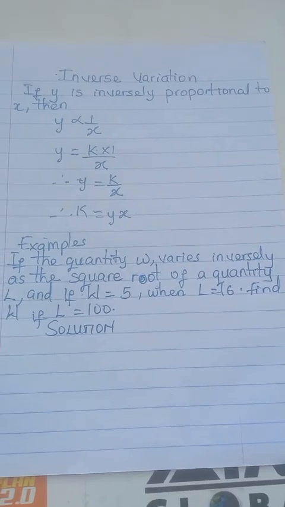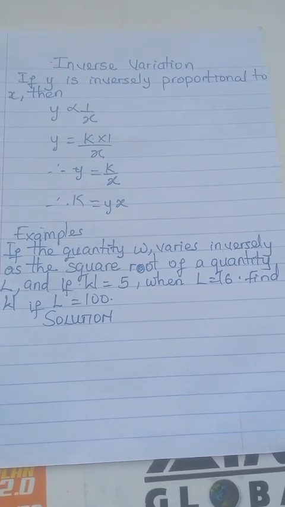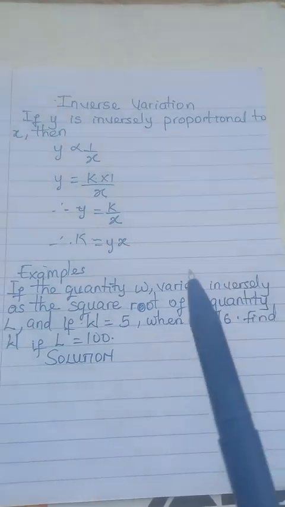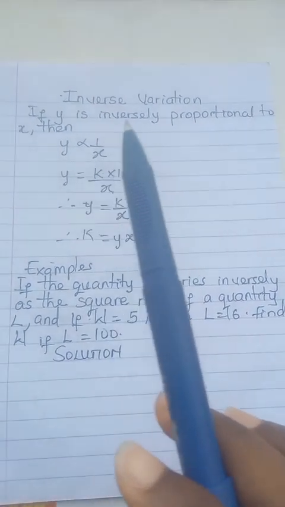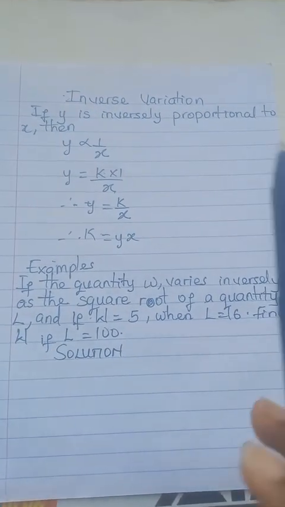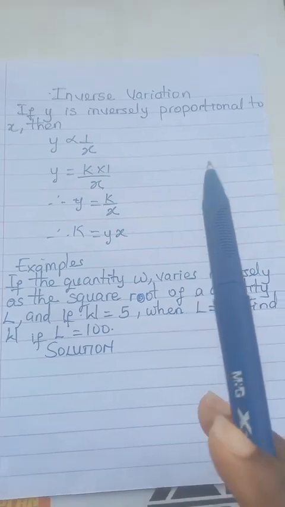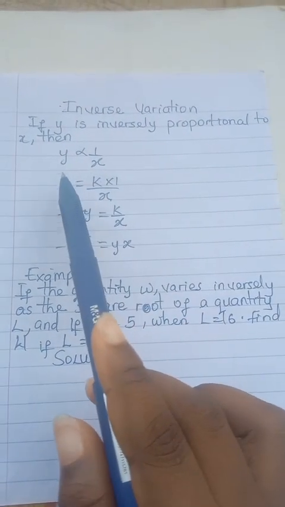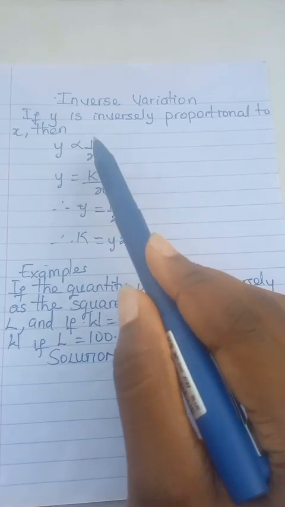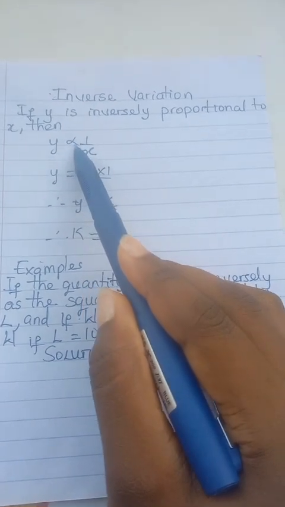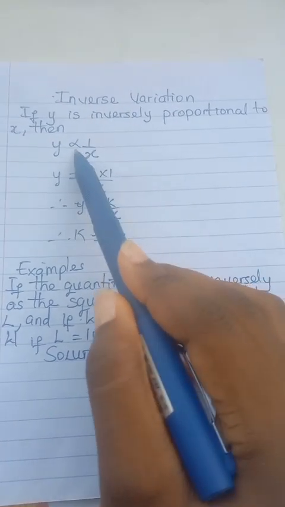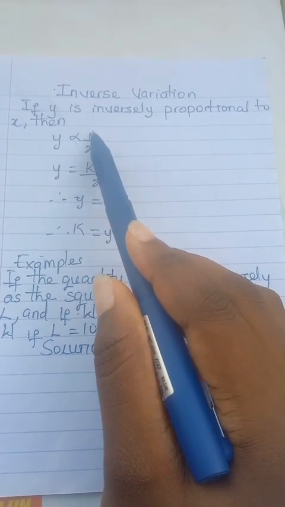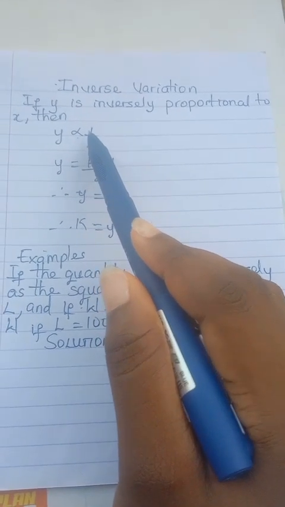So guys, that's all for direct variation. So I'm moving to the second one now, inverse variation. Under inverse, they said if y is inversely proportional to x, then they want us to interpret what they wrote down. Y is inversely proportional. It's still the same sign, it's not a different sign for inverse, it's the same. Inversely proportional means that it is the opposite of direct variation.